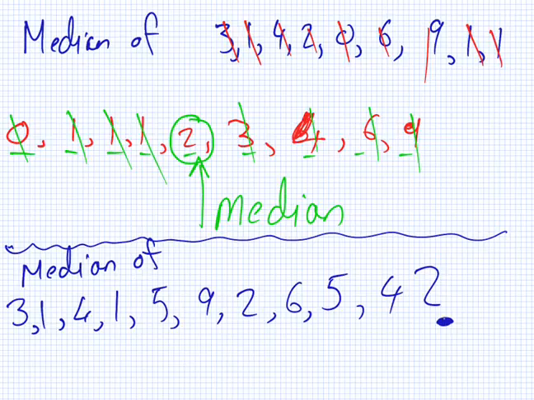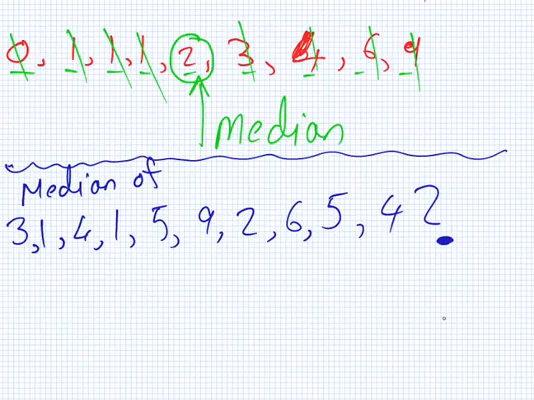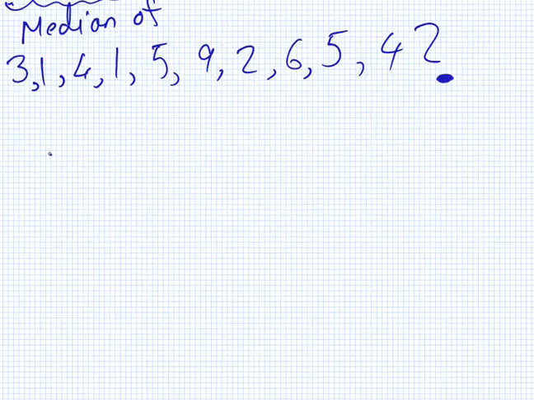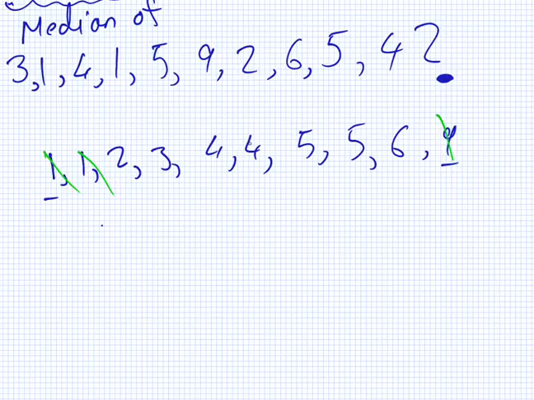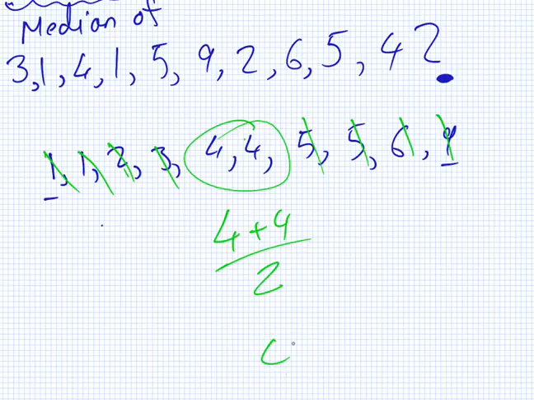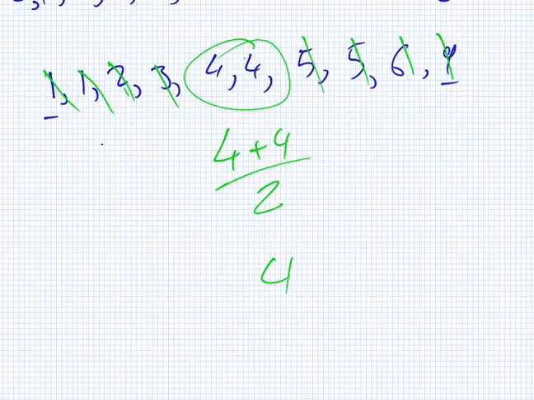Okay. Do we have an answer? So we'll put them in order. 1, 1, 2, 3, 4, 4, 5, 5, 6. So, no. Let's zoom in again. First, last, first, last, first, last, first, last, and you have 2 in the middle. But in fact, this one's quite nice because it's still 4. So that's the median here. Okay, next.